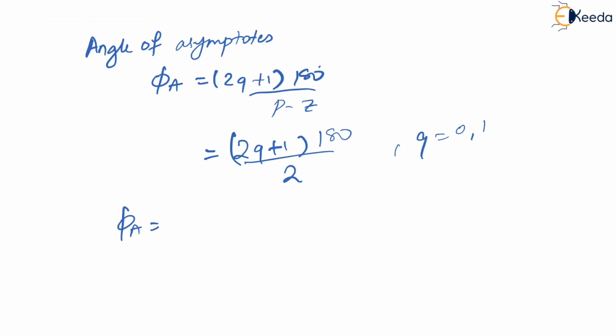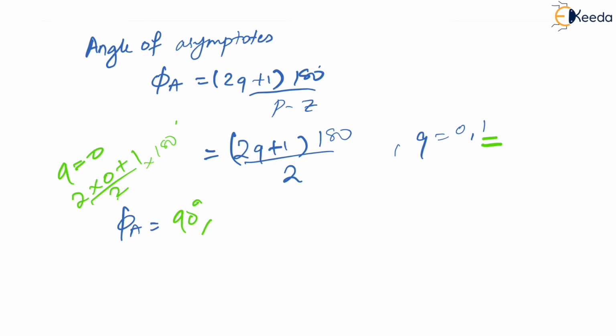Now, if we check what phi a is, phi a is nothing but equal to what? If you put q equal to 0, what happens? You get 2 into 0 plus 1 upon 2 into 180 degrees, correct? Which means 2 into 0 is 0, so half into 180, which is nothing but 90 degrees.